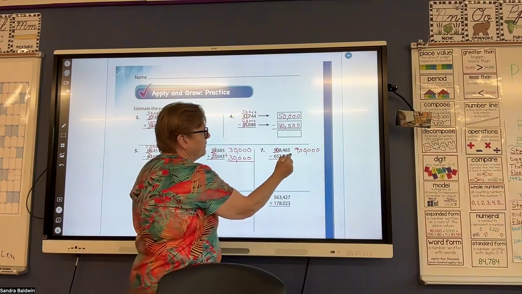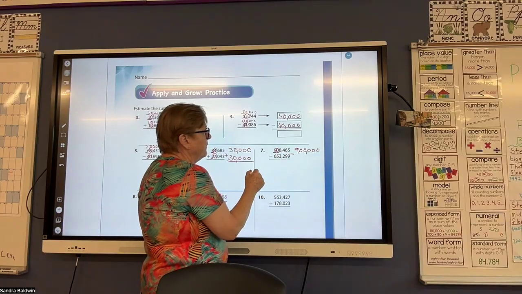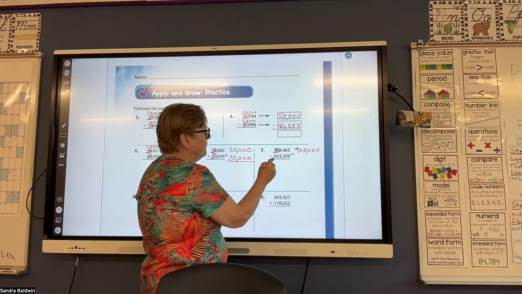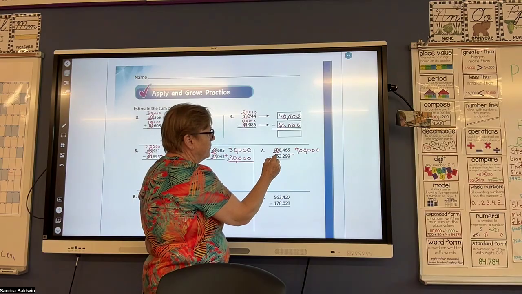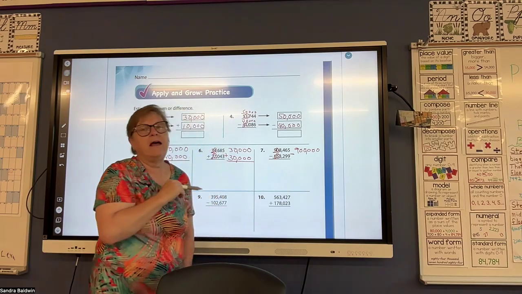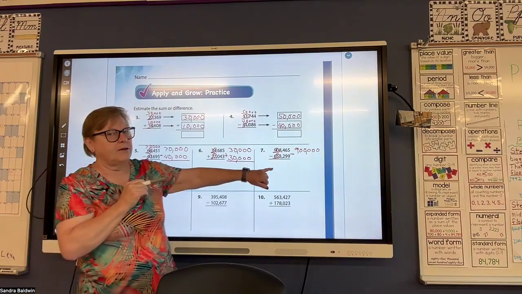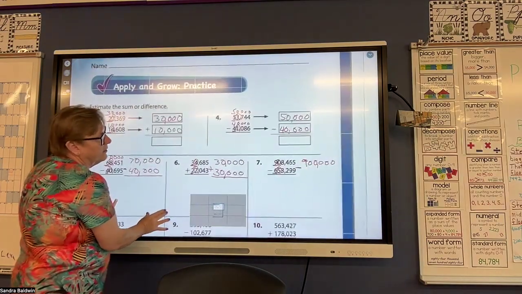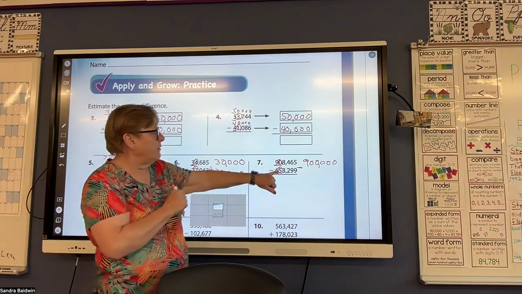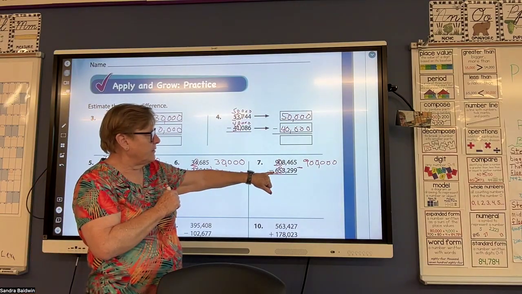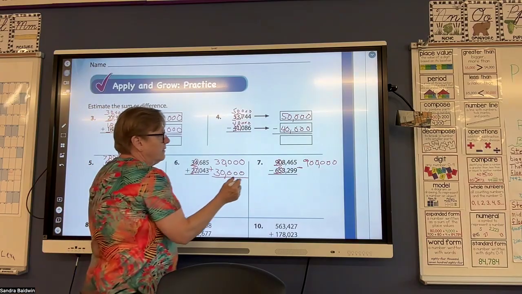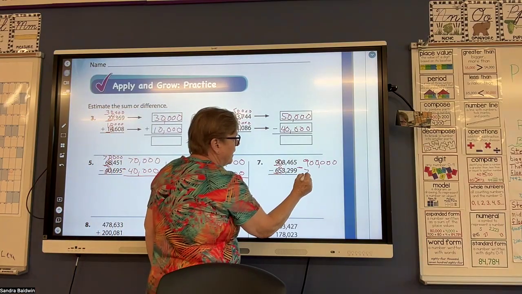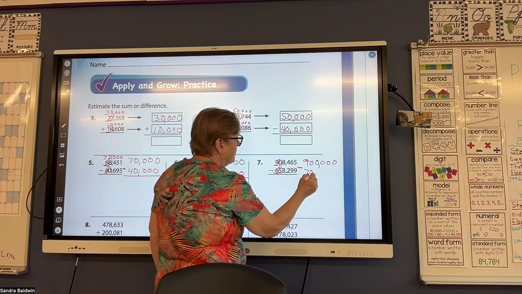Minus, we're subtracting 653,299. The 6 is in the 100,000. The 5 is in the 10,000. 5 in the 10,000 means I'm going to shove the 6 up to a 7. That's the only change I make. Everything else is zeros.